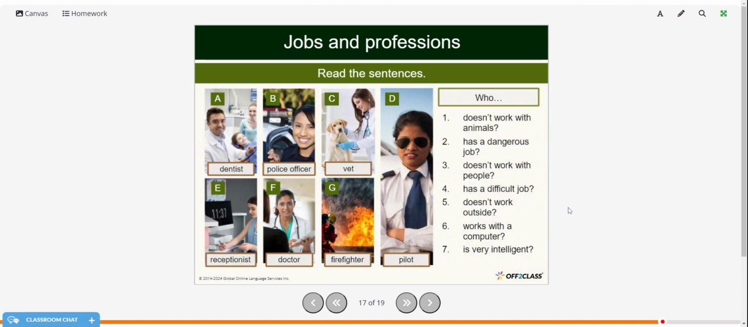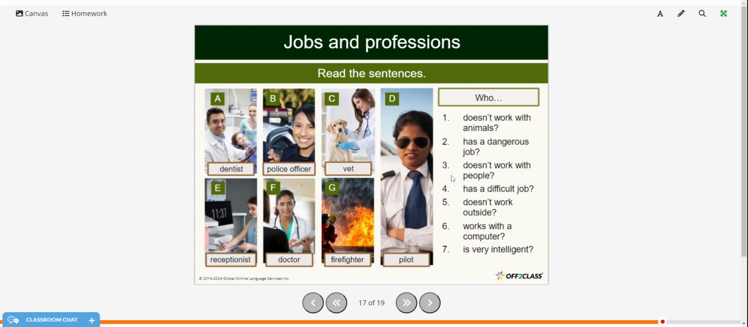All right, now we'll read the sentences and try to match the pictures. So who doesn't work with animals? Well, the dentist, the police officer, the receptionist, the doctor, the firefighter, and the pilot. The only one who does work with animals is the vet. So who has a dangerous job? So what do you think? Probably the police officer, maybe the pilot, and the firefighter.